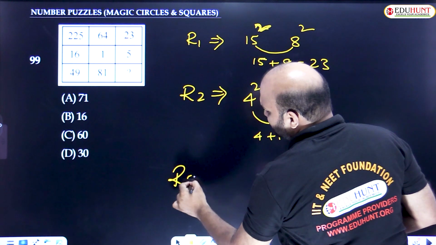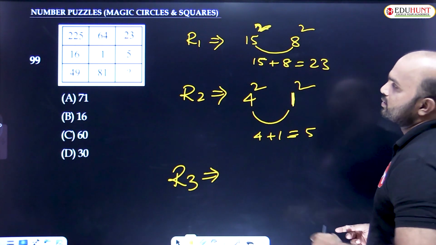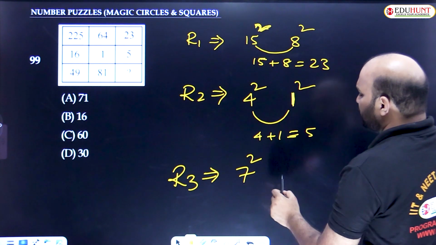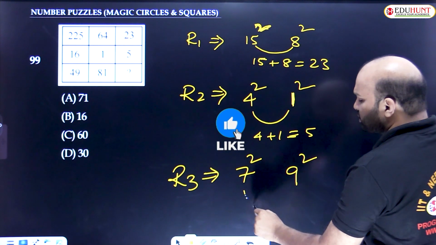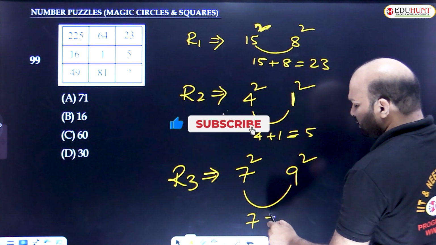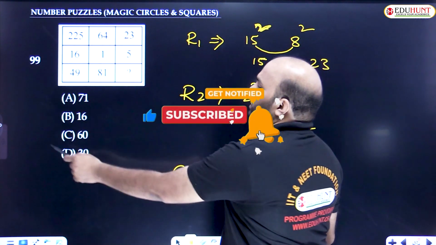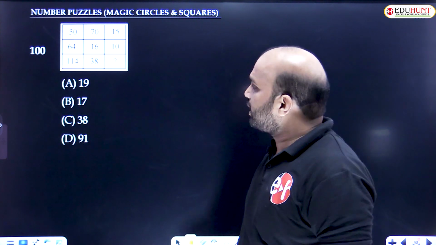The same logic applies to row 3. So what are the row 3 numbers? 49 is the square of 7, and the second number 81 is the square of 9, but only the base values should be added. 7 plus 9 becomes 16. Option B is the right answer. Clear? Have a look at question number 100.